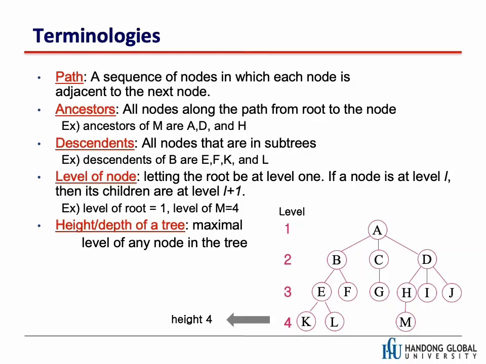Then the height or depth of a tree is the maximal level of any node in the tree. So the depth of this example tree is 4 because K is at level 4. If we follow this A, C, G path, then this subtree's depth is only 3, but by definition we need the maximal level of any node in the tree to get the height, which is 4 in this figure.